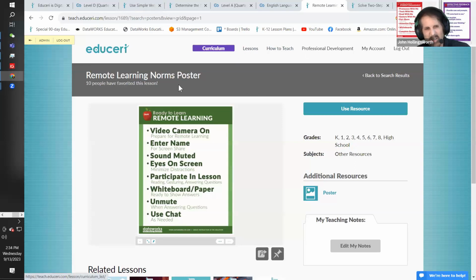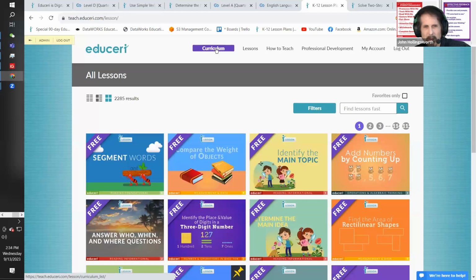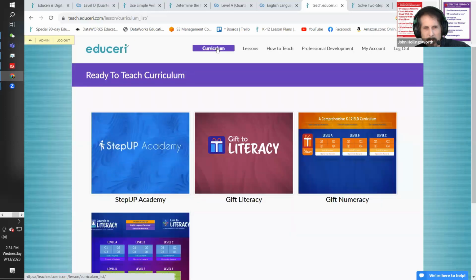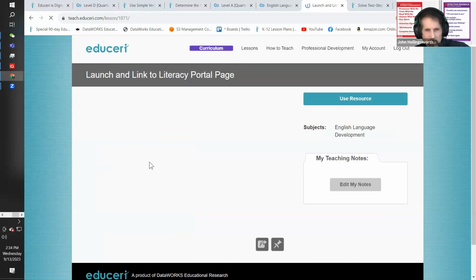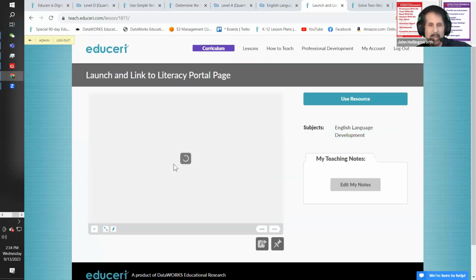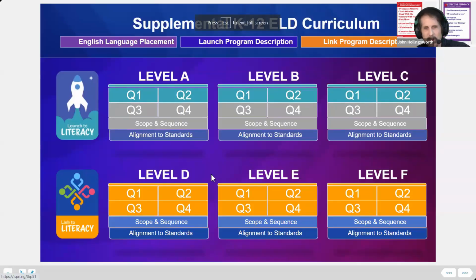Now, here's the easiest way to get it. You're at Edusary. And right here where it says curriculum, we're going to click right there. And now it says the ELD curriculum is right down here, K-12 ELD. All right, so I'm just going to click on that and it's going to blow up. Now I need to go full screen. I can either use the little icon here or the part up here to go full screen.